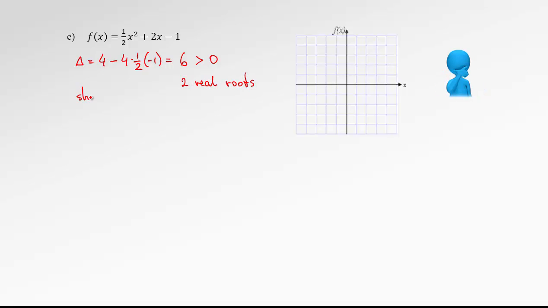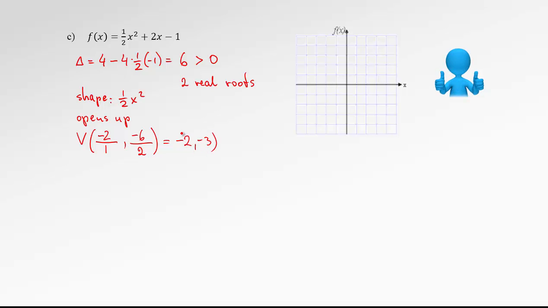Okay? The shape of our parabola is that of 1/2 x squared, which means our parabola will be wider. Which way does it open? Well, the leading coefficient is positive, so it opens up. And to calculate our vertex, we follow the formula -b over 2a. So in our case, it's -2 over 2 times 1/2, which is really 1. In the second coordinate, negative delta, so it's -6 over 4a. 4 times 1/2 is 2. Okay, so the vertex has coordinates -2 and -3.